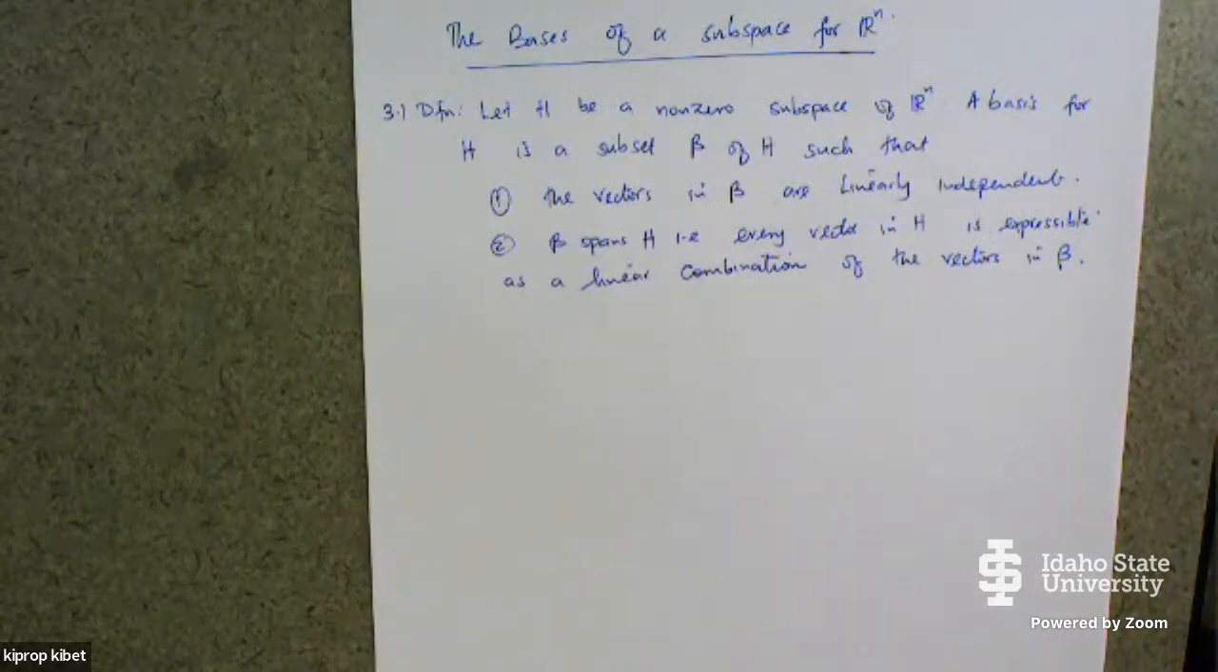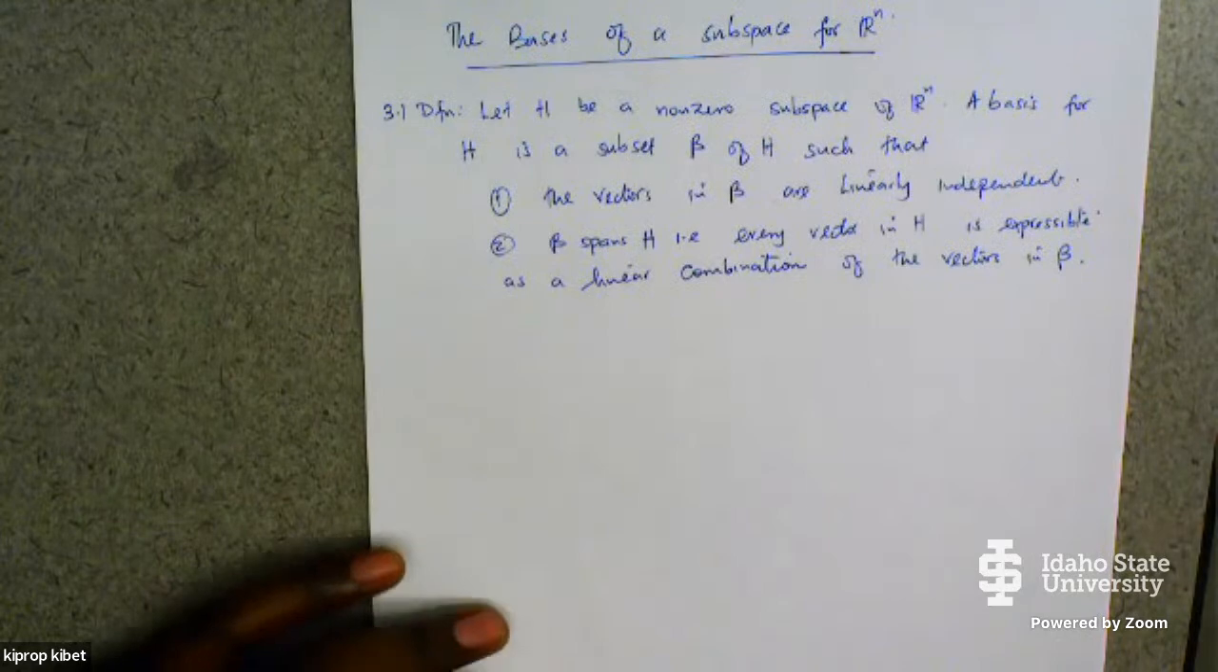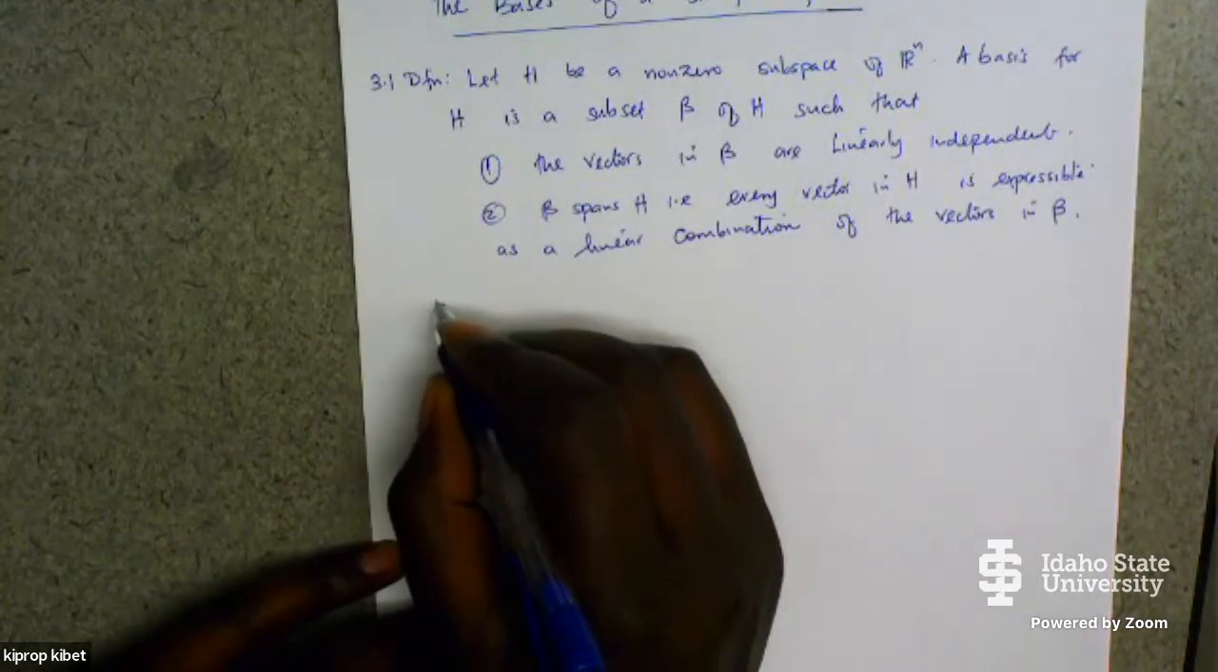So a basis of H is a subset B of H such that the two conditions here are satisfied. So B is linearly independent and also B spans H.